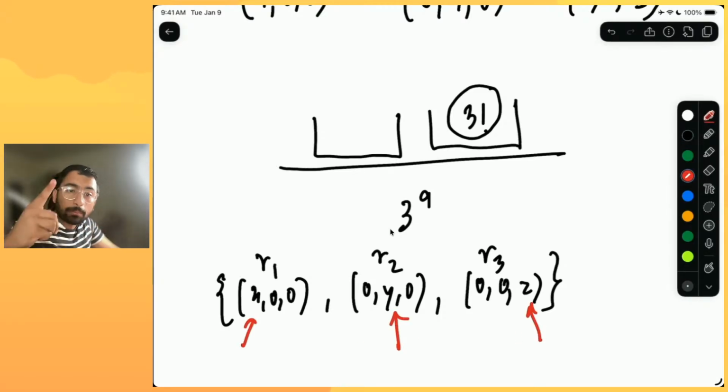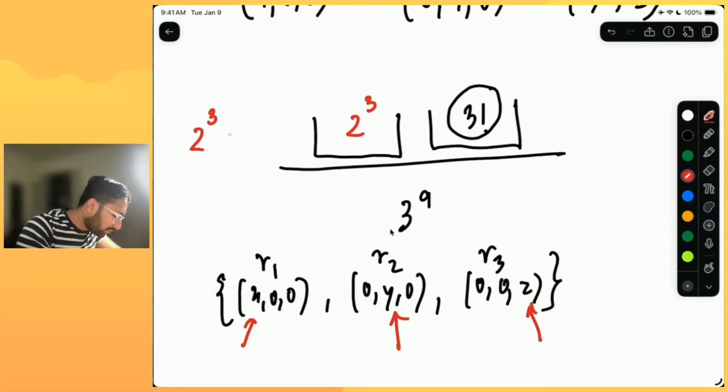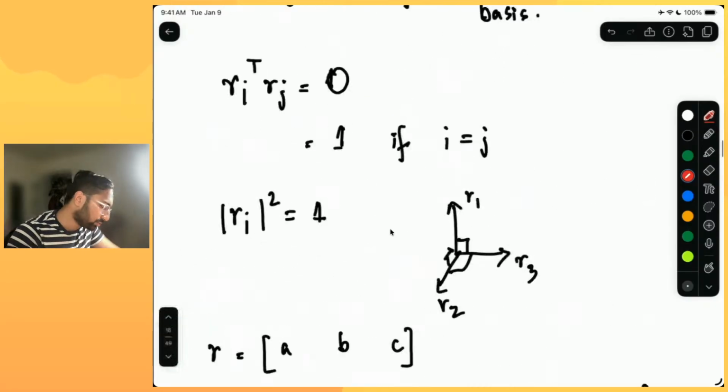And each one of them has 2 possible options because they're non-zero elements, either 1 or -1. So each one of them has 2 possible options. It's 2 into 2 into 2, so we get 2 to the power 3. So the total number of options is 2 to the power 3 times 3 factorial, so it will be 2 to the power 4 by 3 to the power 9, and there will be a 3 above, and it will get cancelled by 3 to the power 8. So it will be the first option.